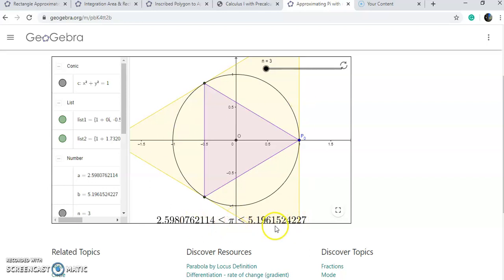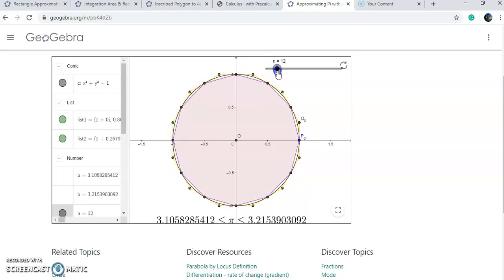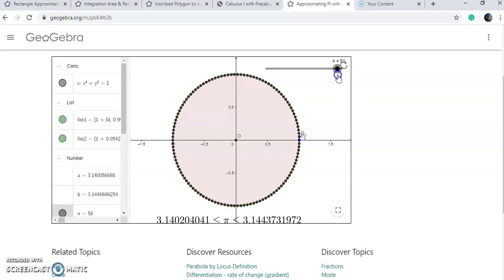See, it's a very huge difference. Inside is 2.59, outside is 5.19. And we know that pi is 3.14 with a lot of decimals. Now, if we continue increasing, it's approaching the number 3. Getting closer with more sides, getting close to 3.14 on both sides. Here we have an approximation. With many sides we get this value.